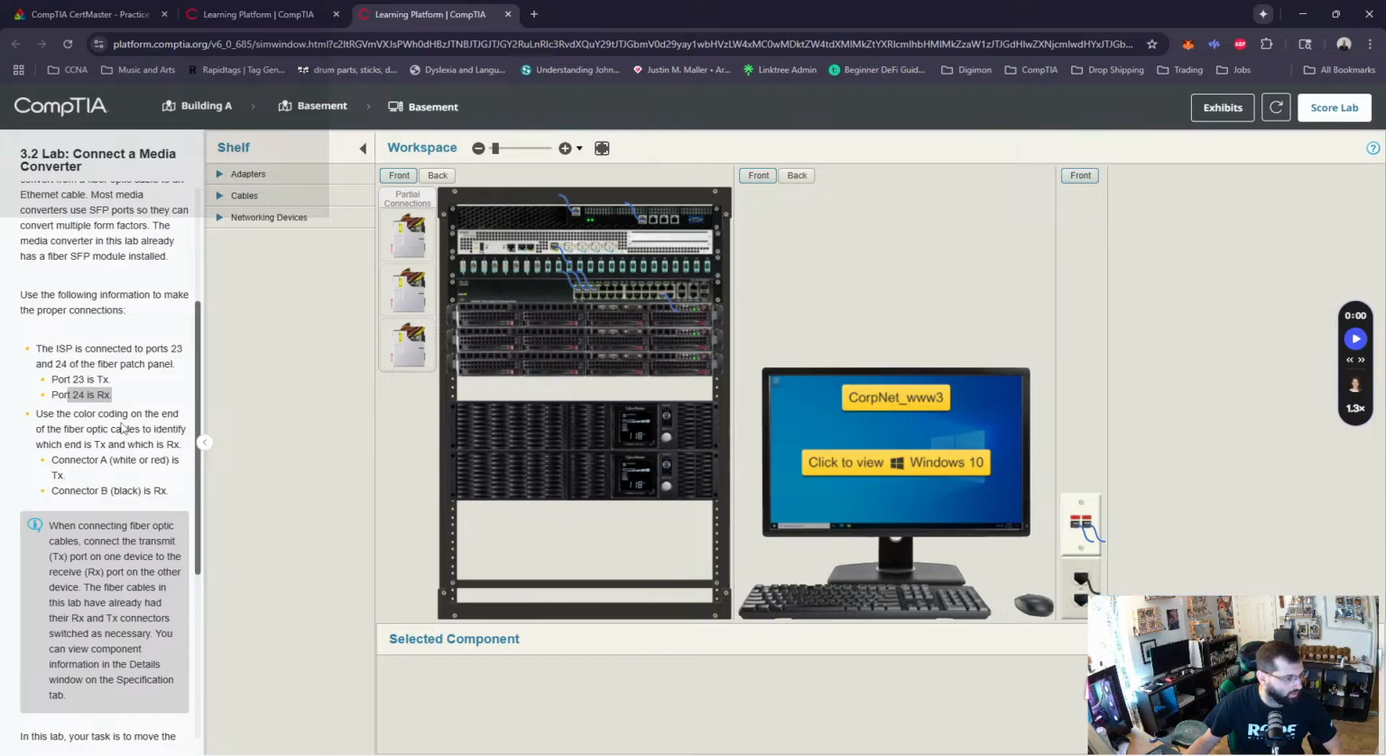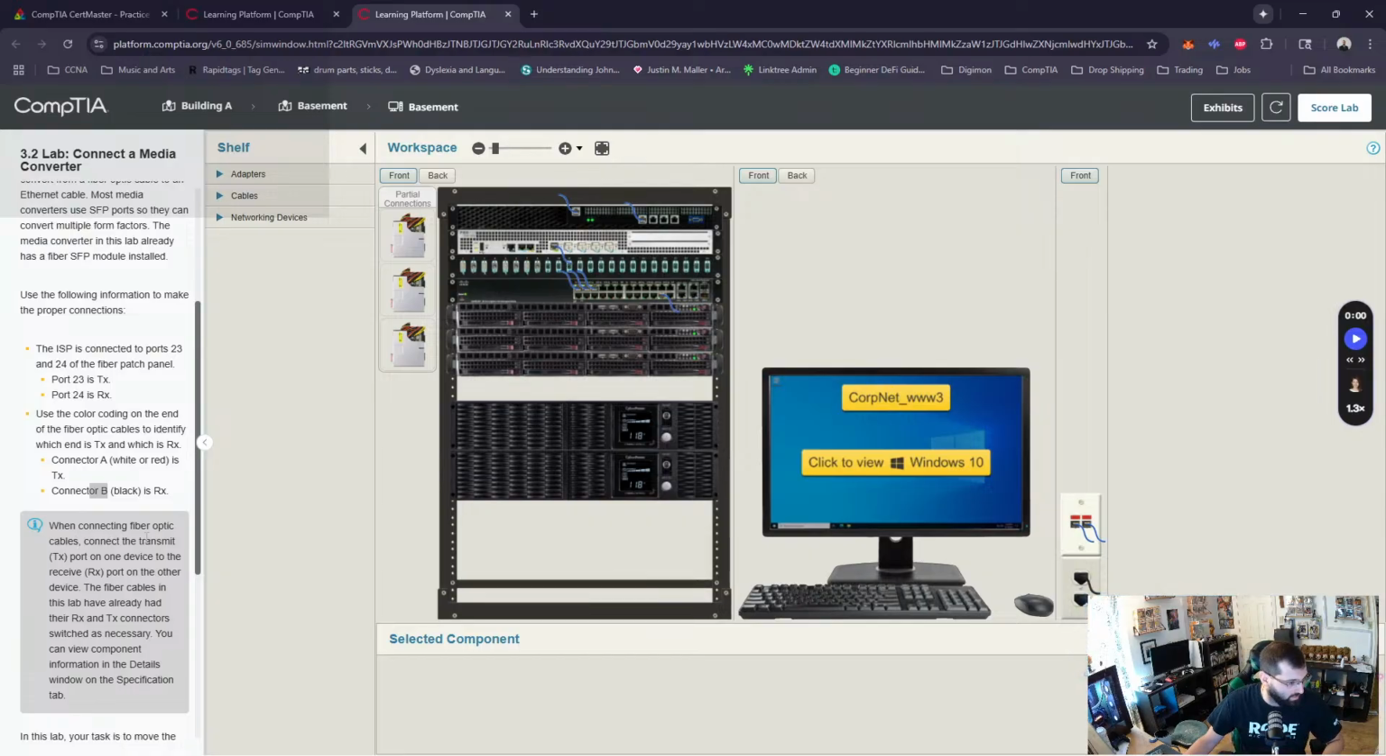Use the color coding on the ends of the fiber optic cables to identify which is T and which one is R. The white and red is connector A, and that is T, so red is T, and B is the RX. I feel like it's not necessary to call them connector A and connector B. These connectors have three names: red, white, A, and TX. Why can't we just keep them all named? I am cool if we're going to call it by color coordination. That's cool, but why is it called connector A and connector B? I feel like that's dumb.